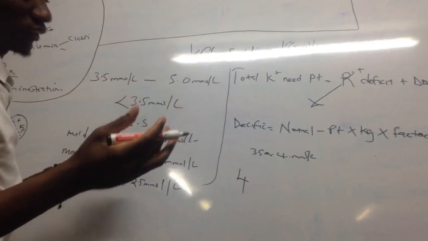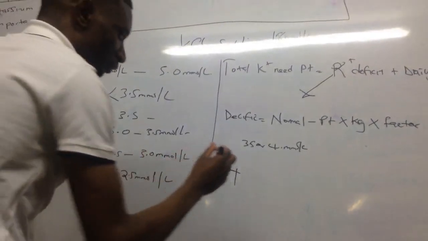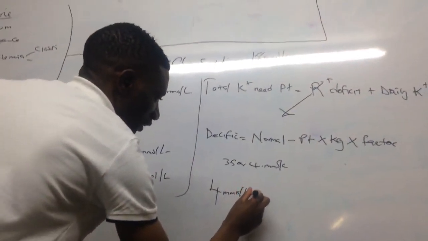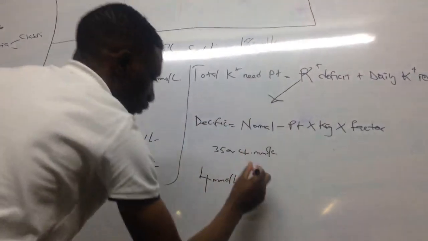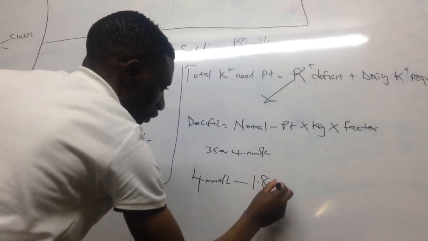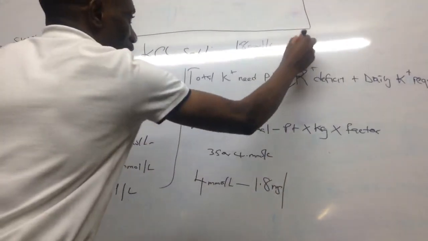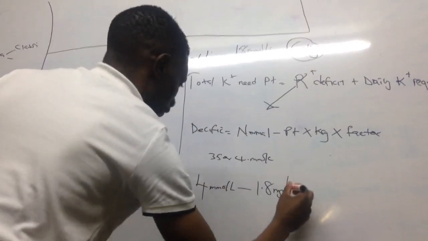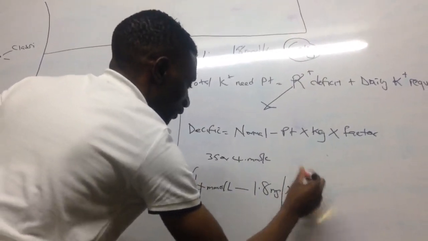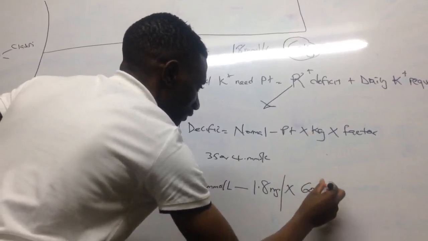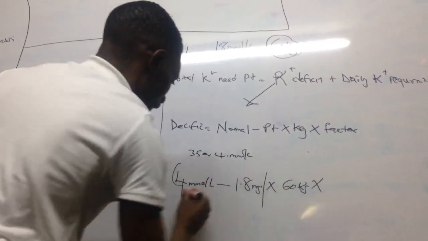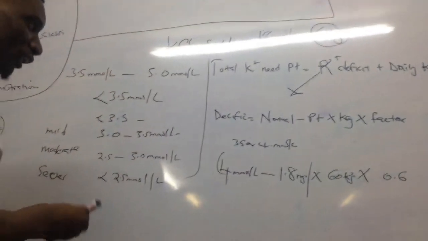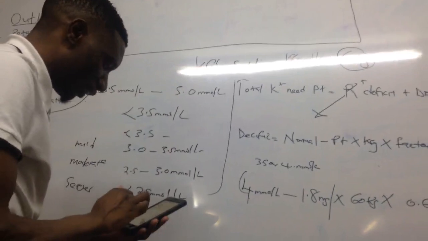So what we do here in this case, we just put the patient value. Here we're going to do 4 millimoles per liter minus the patient value, in this case 1.8 millimoles per liter. Maybe this patient weighs 60 kgs. So we're going to multiply this by the weight of the patient, 60 kgs, then times the factor. In this case, we're using 0.6 as our factor.